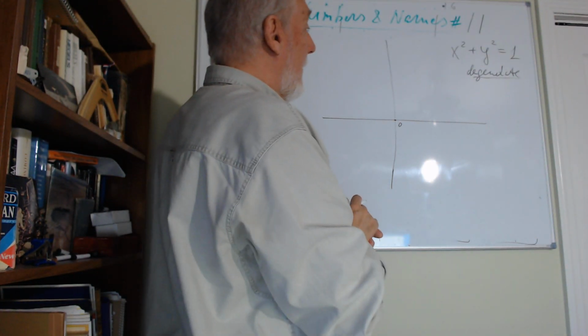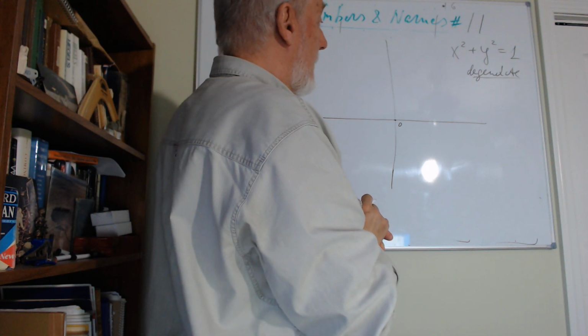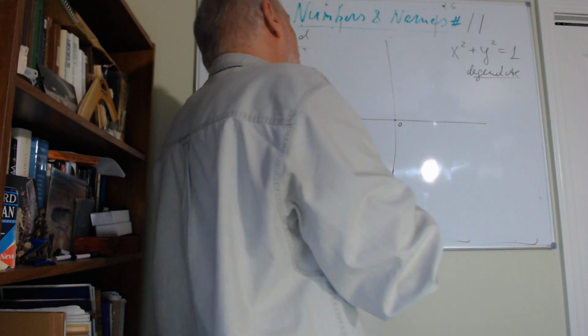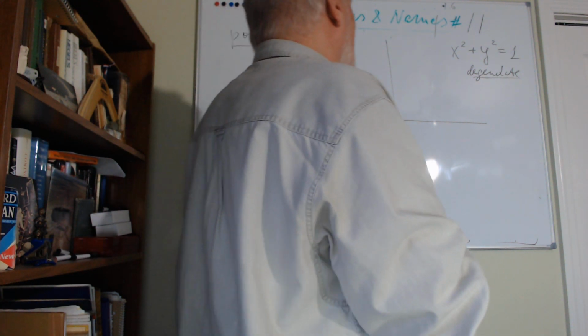Now let's talk about something a little more interesting, like x squared plus y squared equals 1. Well, x and y equal 1, so it'd still be 1 point, but in a different place. You think so? Let's talk about it.